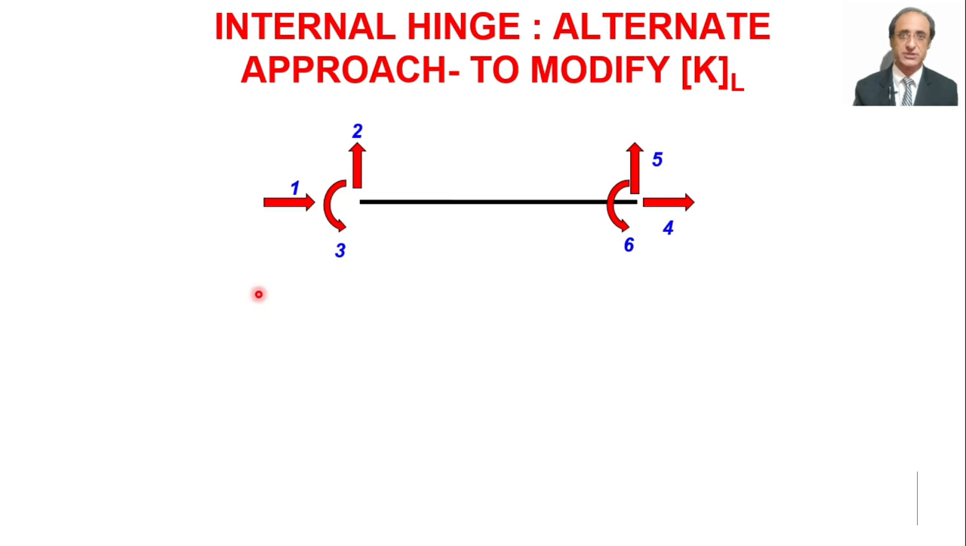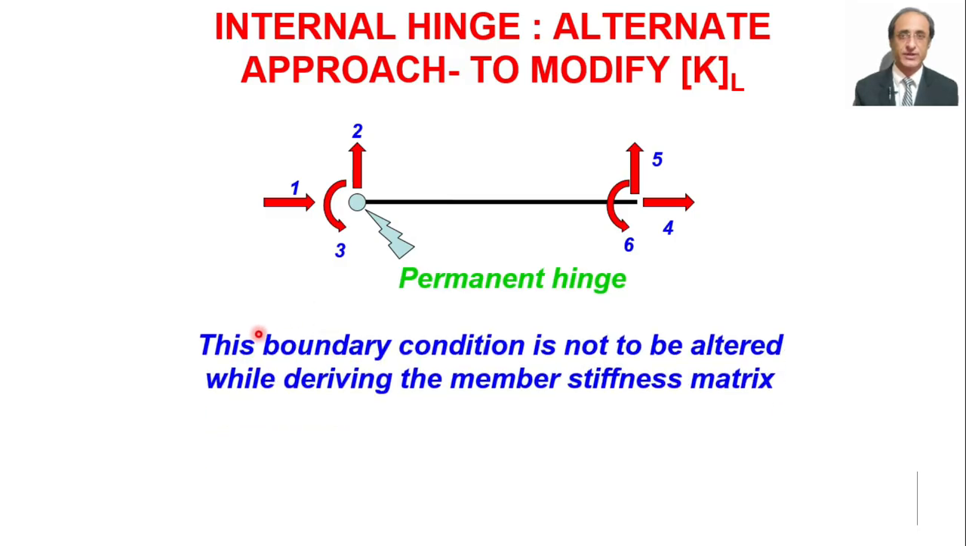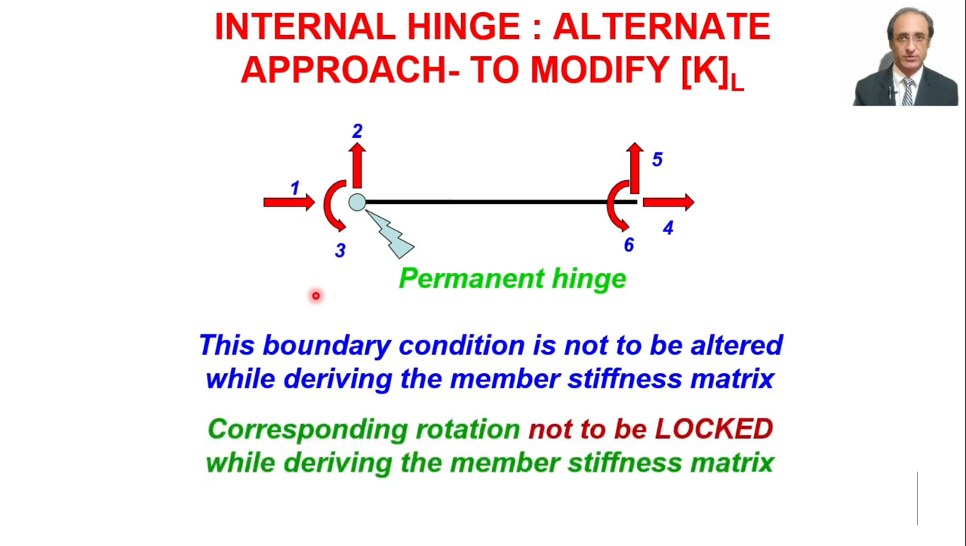But here the stiffness matrix itself is modified. Let's see, we have this member where the left end has a hinge. So this approach considers that the hinges are permanent ones. So the boundary condition of the member having a hinge on the left side will be retained at all stages. What this technique involves is modifying the member stiffness matrix itself. So the corresponding rotation shall not be logged while we derive the member stiffness matrix.